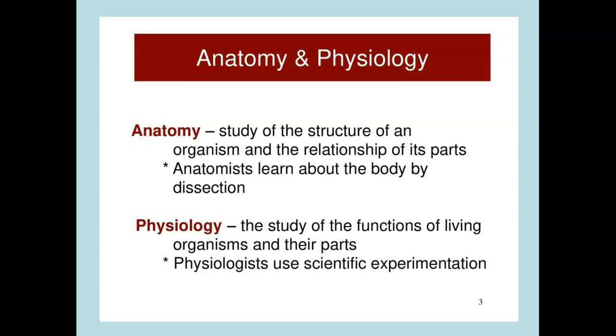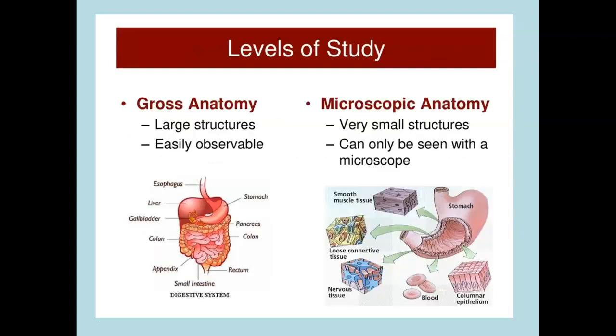Now, physiology is how the parts work, the functioning of the parts so that the whole organism can survive and basically operate optimally. So physiologists typically use experimentation and the scientific method. So anatomy has a lot to do with taking stuff apart, and physiology has a lot to do with manipulating the systems. So let's look at what levels anatomists usually study at, and physiologists for that matter.